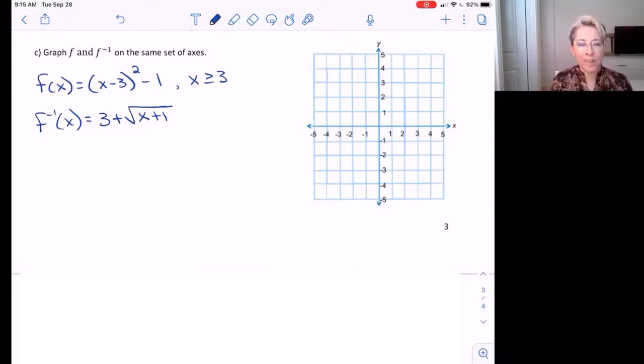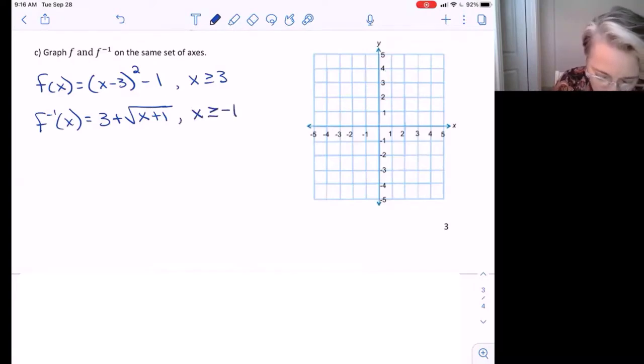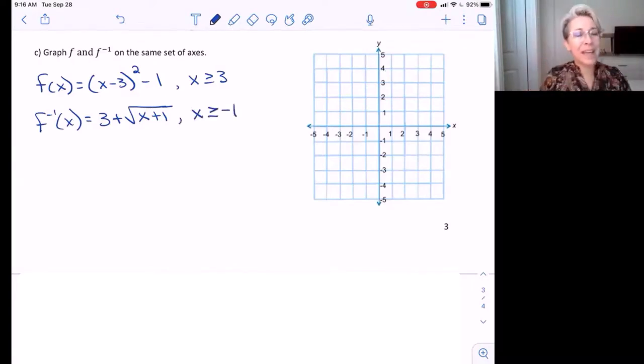Well, if you remember how to find the domain of a square root, we know that that X plus 1 has to be 0 or larger. In other words, it has to be positive. So just by the nature of this function, we know that this X value has to be greater than or equal to -1. If we put in -2, then we're taking the square root of a negative number, and we're only dealing with the real number system, so we can't do that.